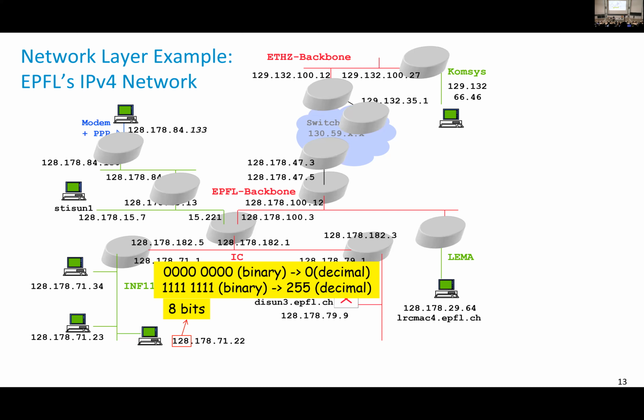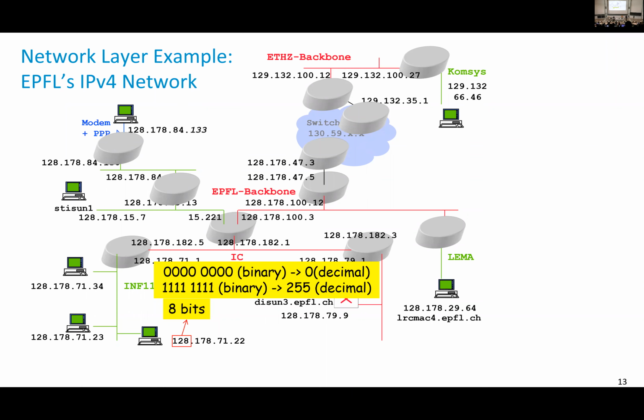Because it was invented in the 70s, at that time, people did not use hexadecimal digits. So when you write a string of 32 bits, you don't write bits because it's completely unreadable. Today, you would write it by using hexadecimal digits, right? You would use 8 hexadecimal digits because a hexadecimal digit corresponds exactly to 4 bits. But this is not the way it was done. It was done using decimal representation.